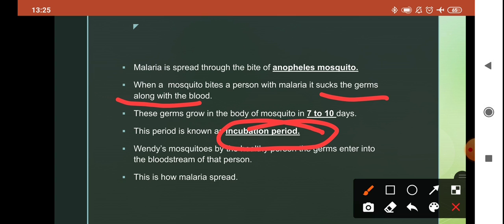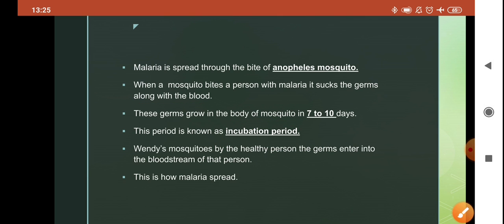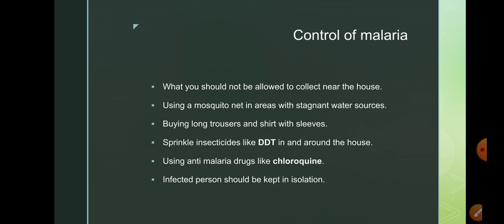From an infected person, the mosquito sucks blood, and then after that, in a 7 to 10 days period of time, those germs grow inside the body of the mosquito. And after that, when the same mosquito bites a healthy person, then it transfers those germs into the bloodstream of the other person. In this way it spreads malaria from one infected person to a healthy individual. Now what are the control measures of malaria, or how we can prevent it? So for that, what should we do?